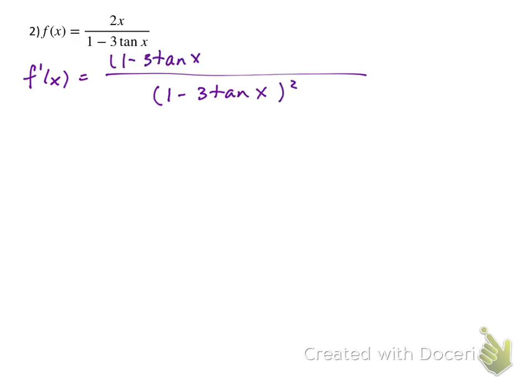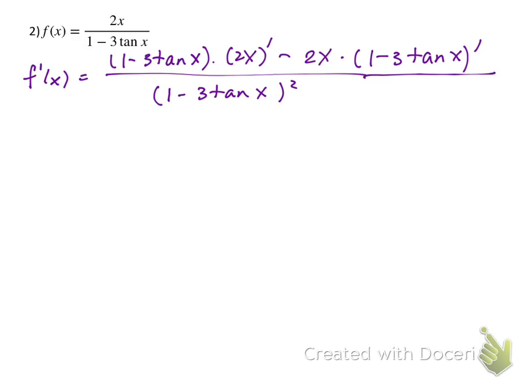Next, 2x over 1 minus 3 tan x. This is obviously a quotient. That means we are going to use the quotient rule. F prime x equals, remember, you square the bottom, then you copy the bottom times the top derivative minus what you just differentiated times the 1 minus 3 tan x bottom derivative. Okay. Then we need to find those 2 derivatives.